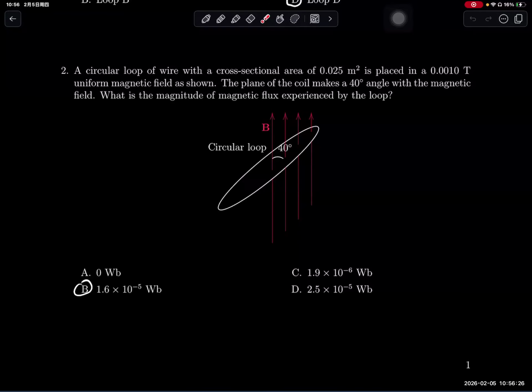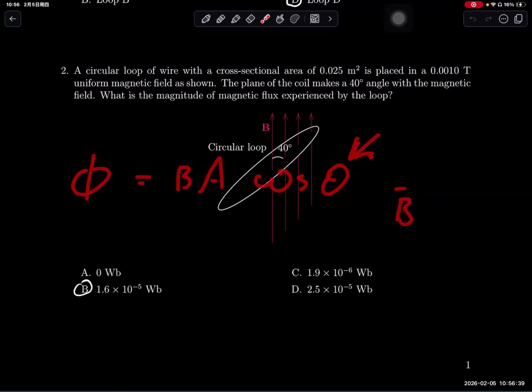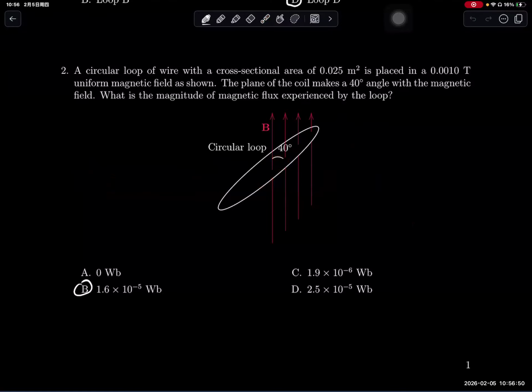Pretty straightforward application of the definition that the magnetic flux is B times A times cosine of the angle, but this angle is the angle between the magnetic field and the area vector. So this 40 degrees is actually not this theta here. This 40 degrees is the angle between the plane and the magnetic field. What you want is to construct a normal vector or an area vector of the area formed by the loop, and then calculate this angle, which would be 50. So you put in that number as your angle, and you will get your final answer as D.